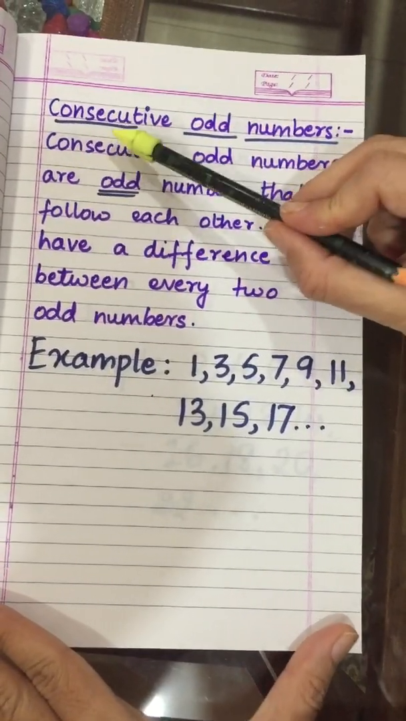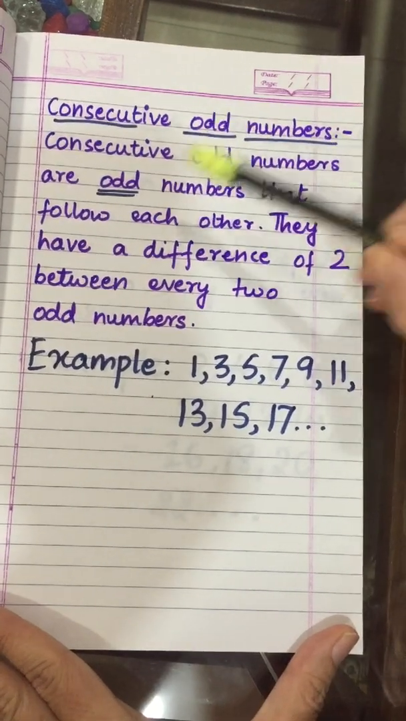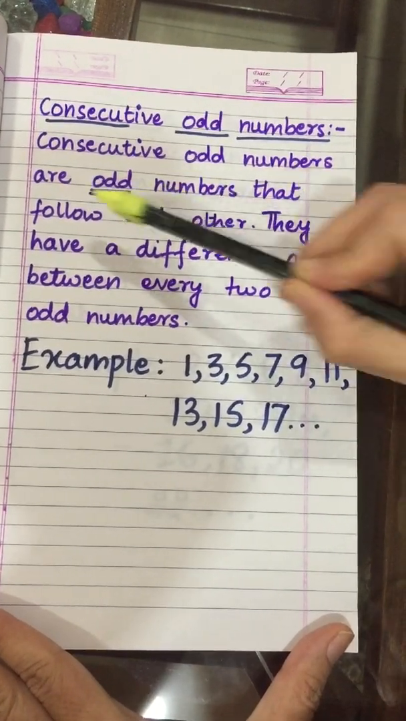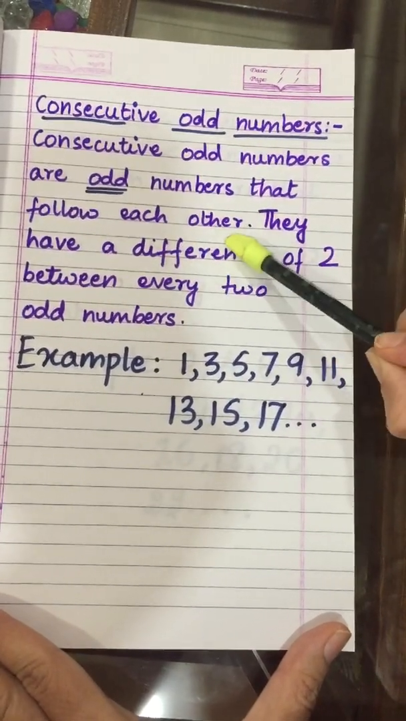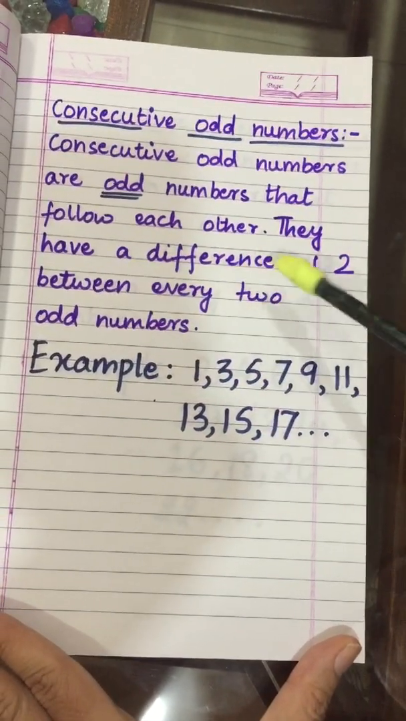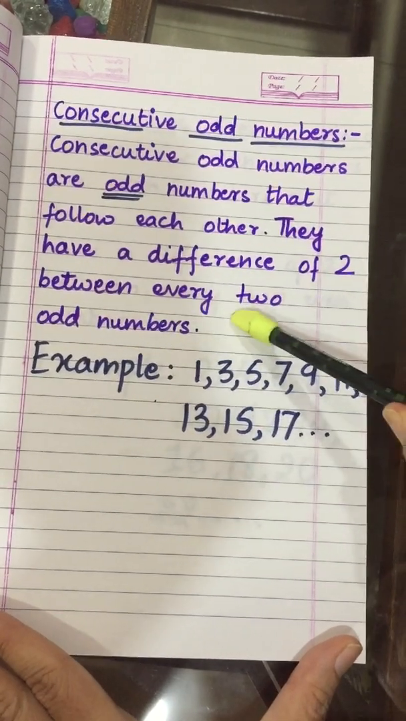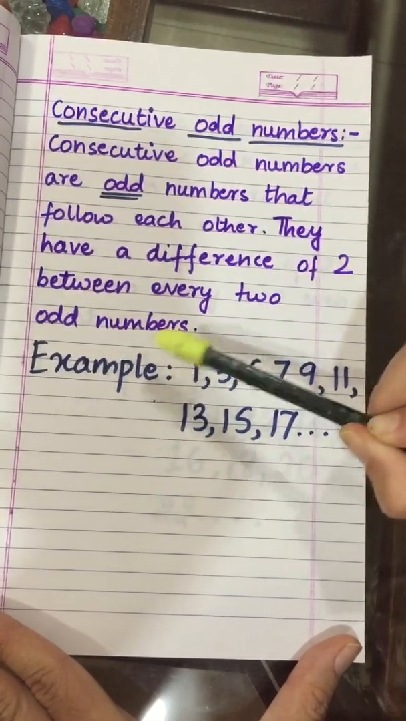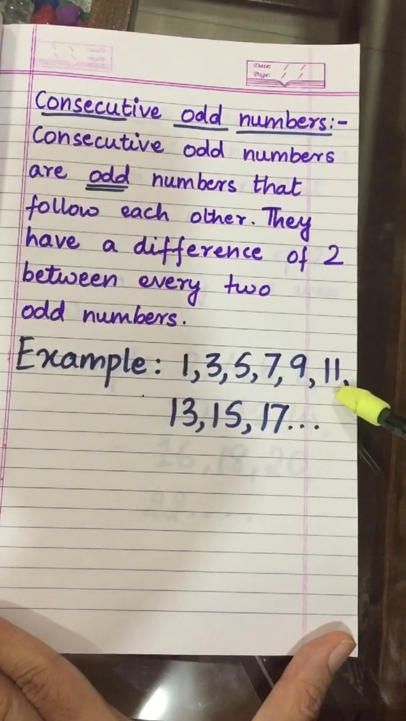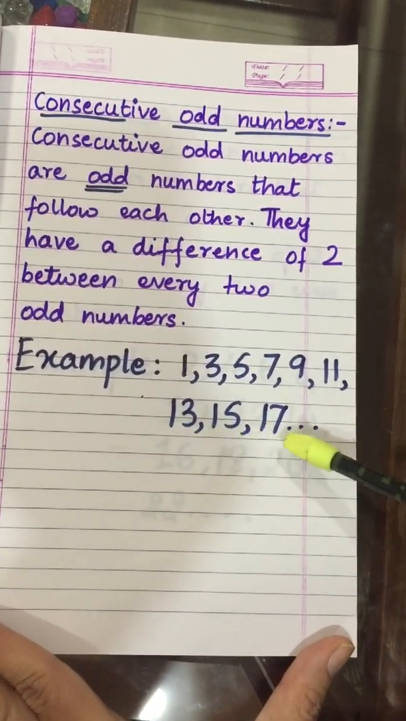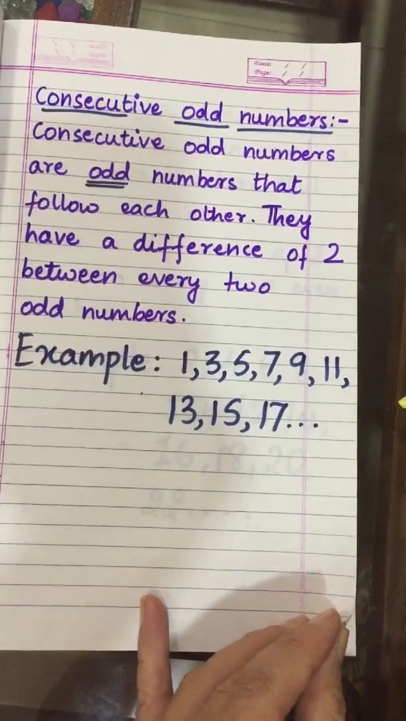Now let's learn consecutive odd numbers. Consecutive odd numbers are odd numbers that follow each other. They have a difference of 2 between every two odd numbers. Example, 1, 3, 5, 7, 9, 11, 13, 15 and 17 and so on.